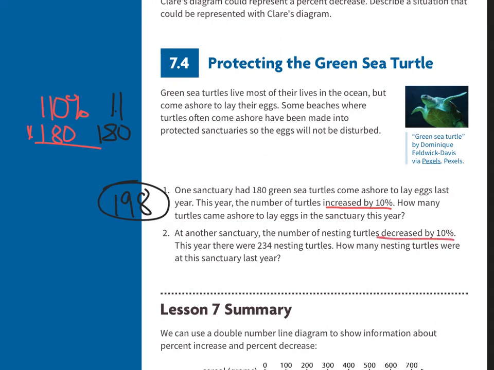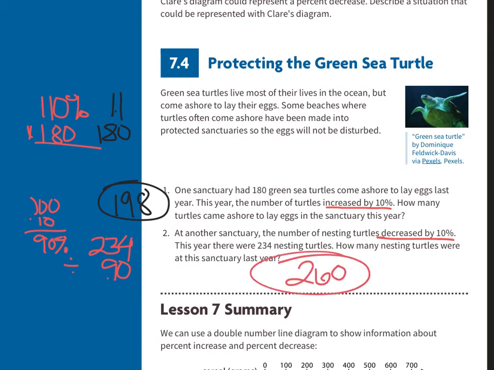So if we think here, there was a decrease by 10%. So we still start with 100%. So 100% minus 10% gives me 90%. Because this is our new amount, we're going to divide by 90% instead of multiplying by 90%. So we're going to go 234 divided by 90%, or 234 divided by 0.9. On my calculator, 234 divided by 0.9 gives me 260. So last year there were 260 turtles.